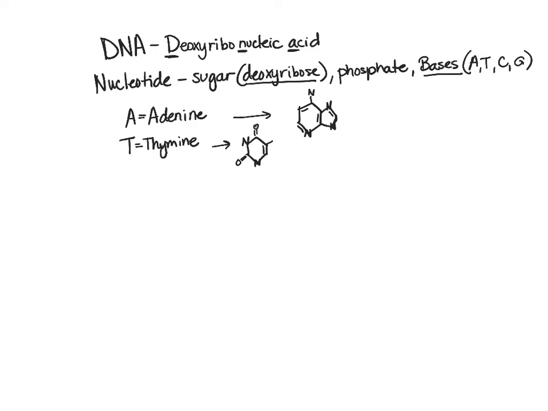And then we have C, which is cytosine. And cytosine looks like this. Nitrogen down at the bottom. Nitrogen over here. Got amino group up there. A couple of double bonds in here. So we have cytosine. And then lastly, G is guanine.